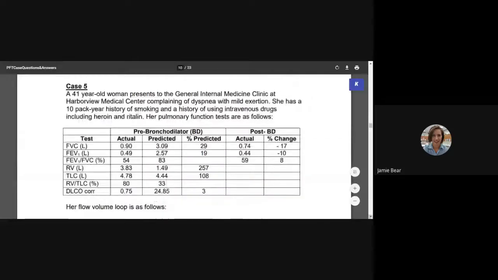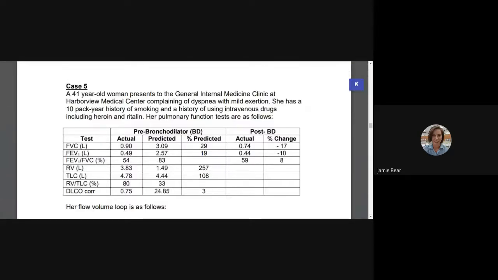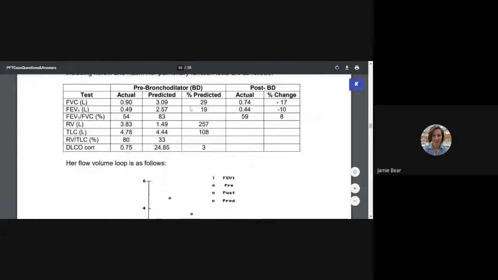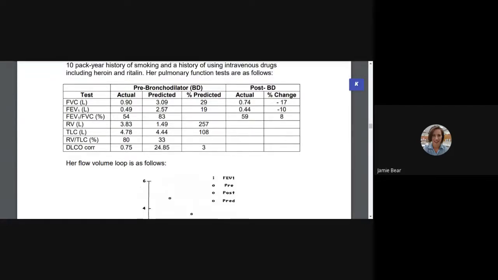Okay, so here we have a 41-year-old woman presents to the General Internal Medical Clinic at Harborview Medical Center complaining of dyspnea with mild exertion. She has a 10-pack-year history of smoking and a history of using intravenous drugs, including heroin and Ritalin. Her PFTs are as followed. Okay, so she had 29% of predicted for FVC, 19% for FEV1, and 54% for the ratio. So that is severely obstructive.